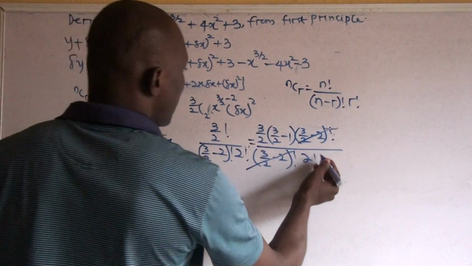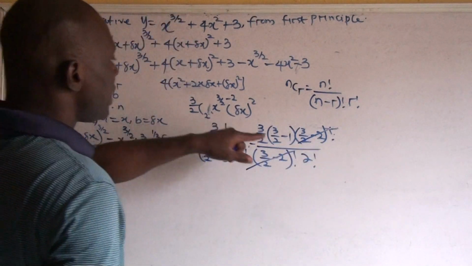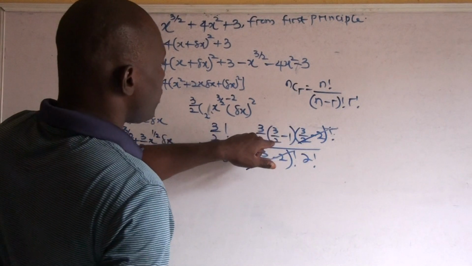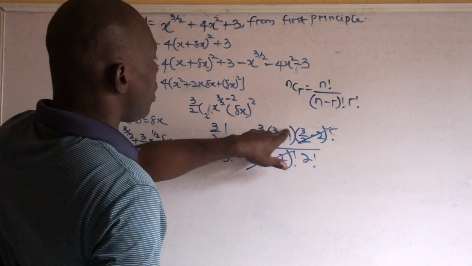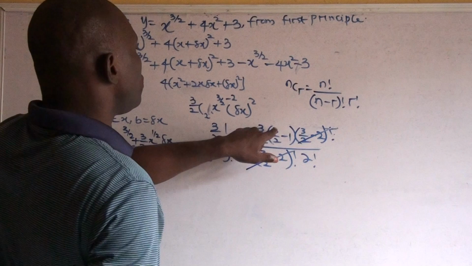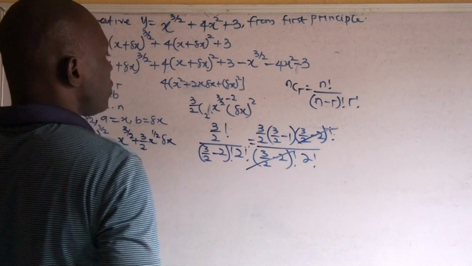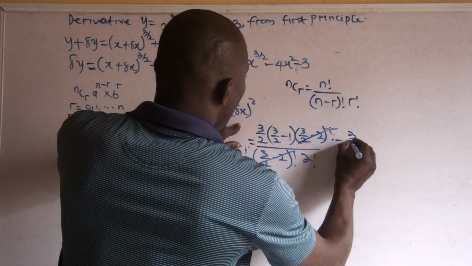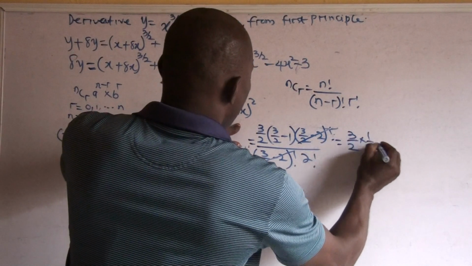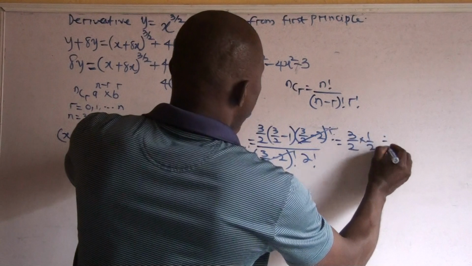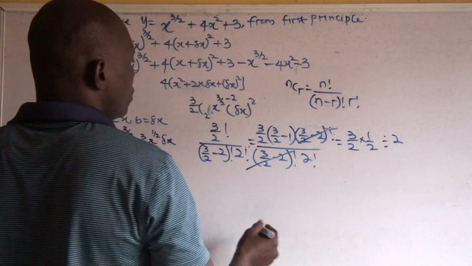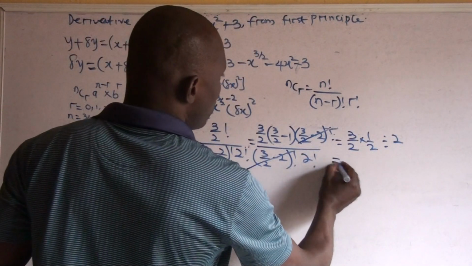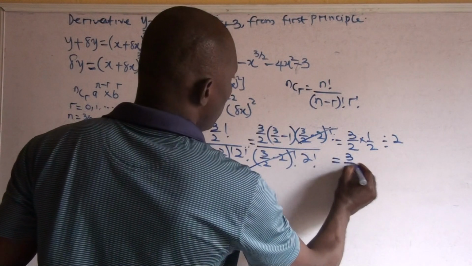And 2 factorial is 2, and the coefficient here, this is a fraction. 2 times minus 1 is minus 2, so 3 minus 2 is 1. So here will be half. So here we'll be left with 3 over 2 times half, divide by 2. So 2 factorial is 2, and all the expression will become 3 over 8.